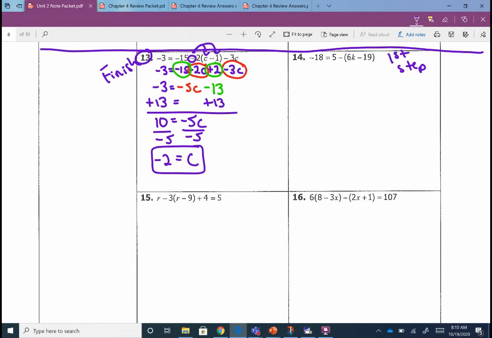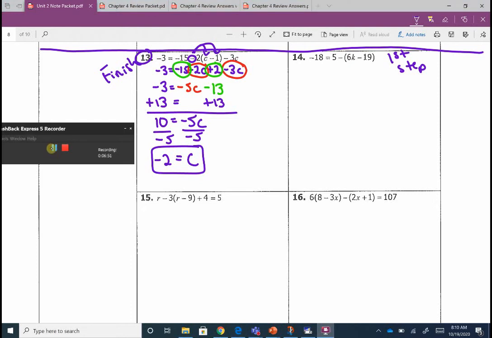So if you're okay with 13, again, I just want you to try the first step of 14. If 13's not okay, what step do you not match me on? And let's see if we can figure out why you don't match.